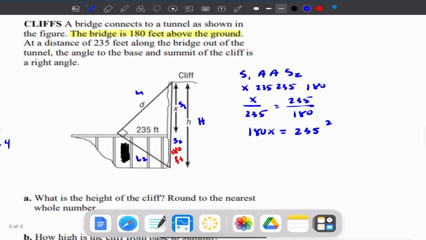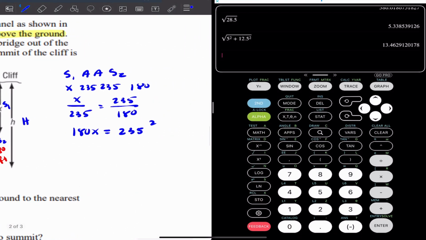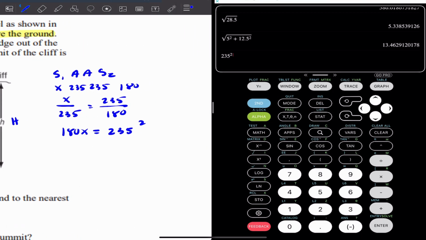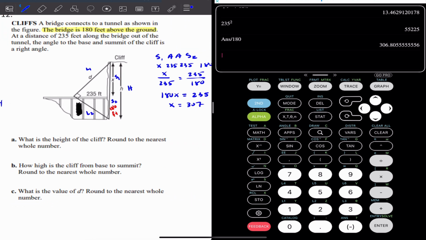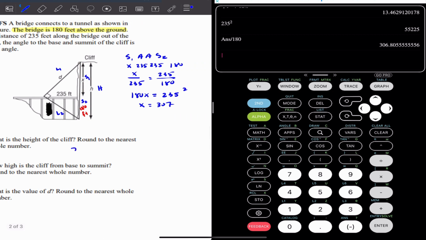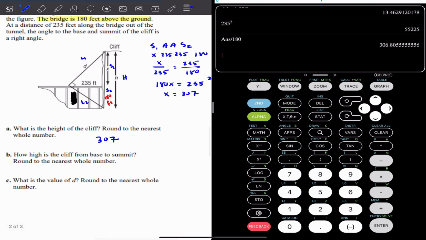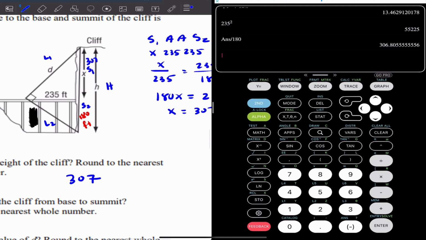And I'm going to use my calculator. I'm going to write 235 squared exactly on the calculator, and then divide that by 180 because I'm solving for x, right? So here, x is 306.8, or really that's 307, because I need to round to the nearest whole number. So what is the height of the cliff? Well, if I'm talking about this here, that's the height of the cliff. That is 307. I'm going to write 307 there.